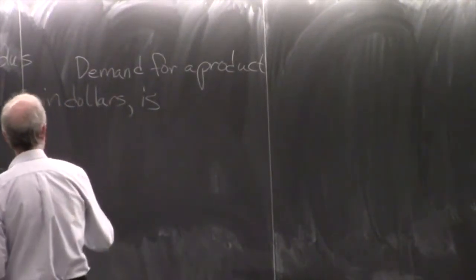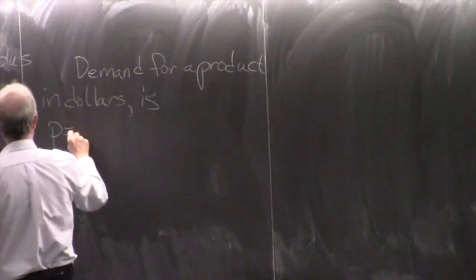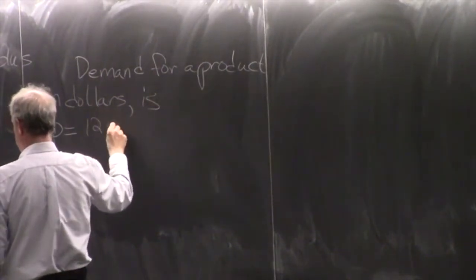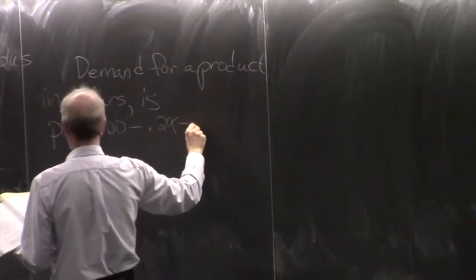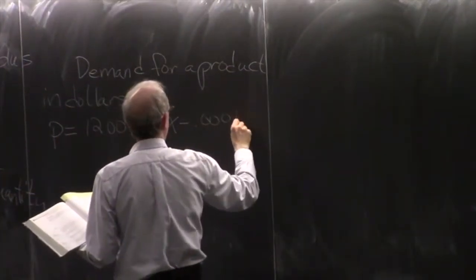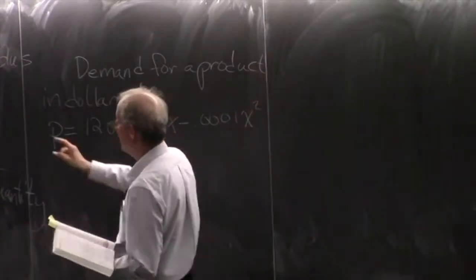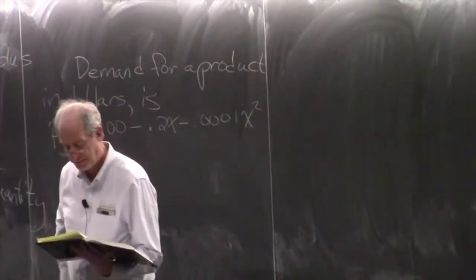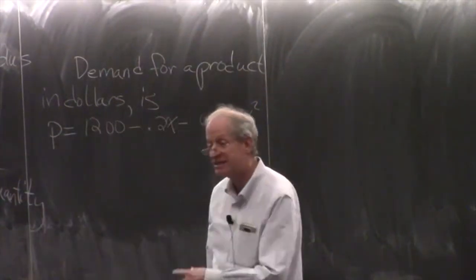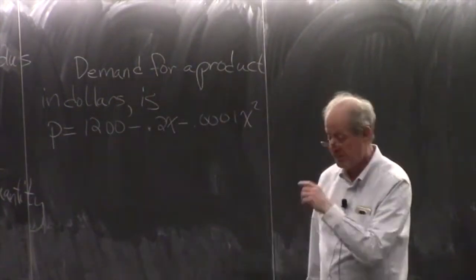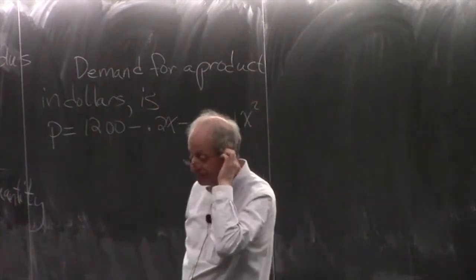Anyway, so let's say this price is 1200 minus 0.2x minus 0.0001x squared. That's this parabola. Okay? And we want to know, so x is the quantity that you sell, and p is the price that you charge. Okay?